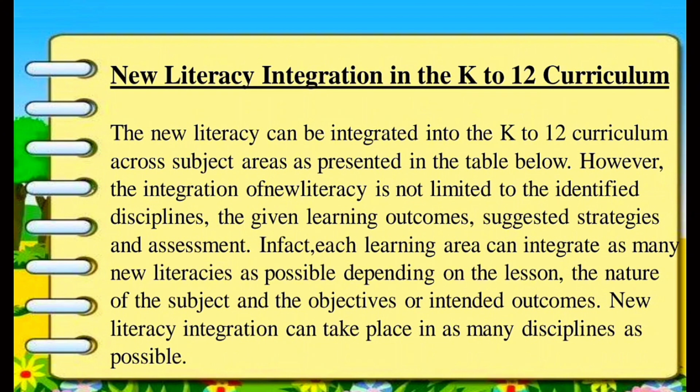In fact, each learning area can integrate as many new literacies as possible depending on the lesson, the nature of the subject, and the objectives or intended outcomes. New literacy integration can take place in as many disciplines as possible.